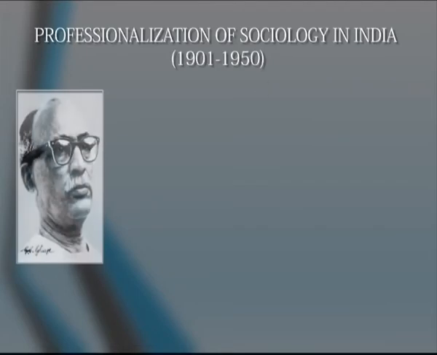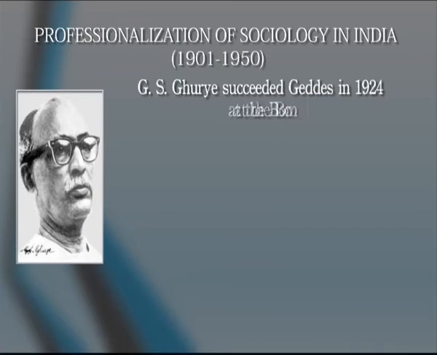Now, so that means what you are seeing here is that we begin by studying the caste in India, carrying out a census on the Indians, writing on their customs, etcetera, and we have moved on to establishing departments of anthropology and sociology in India. To begin with, you have the Britishers heading the departments, and then you have the Indians taking over, right. So, that means you are talking about the professionalization of sociology in India. In the Bombay University it was carried further by G.S. Ghurye, who succeeded Patrick Geddes in 1924.